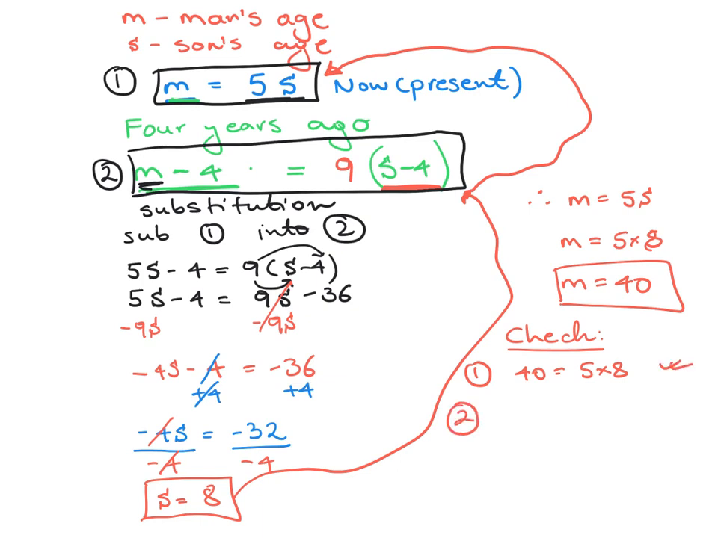Let's use the number 2 equation. M is 40, take away 4. The left hand side and right hand side have to be the same. 40 take away 4 is 36, and that is equal to 9 times 8 take away 4. 8 take away 4 is 4. 9 times 4, 36 is equal to 36. Beautiful, it's correct because both sides are equal.